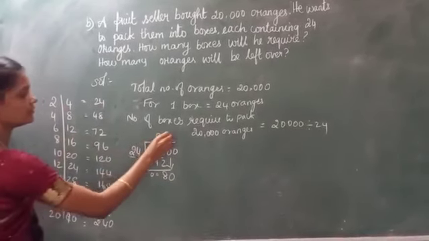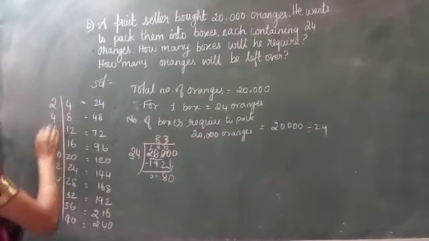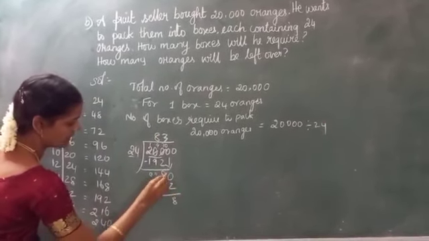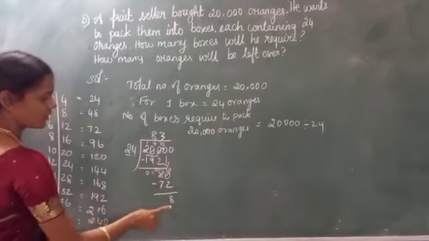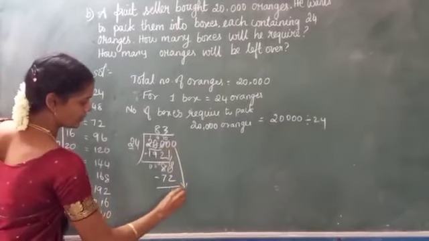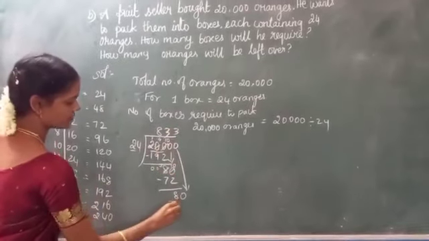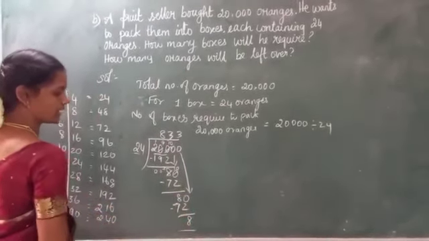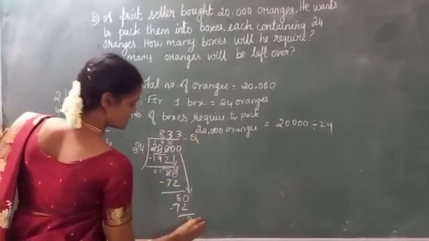3 times 24 is 72 minus, again I am getting the number 8. So 8 is there, and when we bring the next 0 down, again 3 times 24 is 72 minus, remainder 8. There is no number left to bring down. So this is the quotient, this is the remainder.